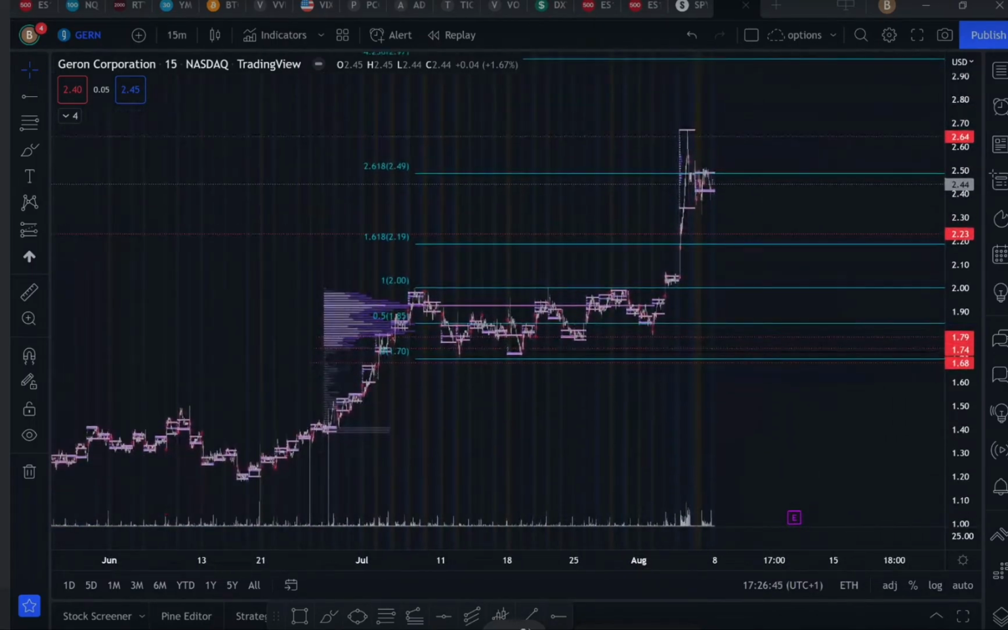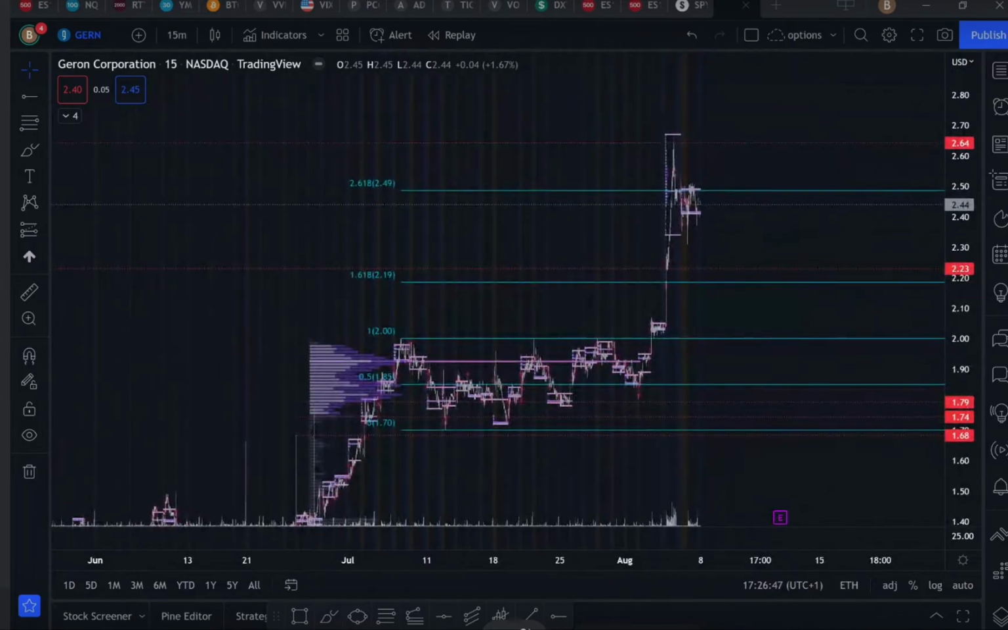So if we know that at least we were going to get 223s, and if we broke this, which was a low volume node, we'd get 264s.